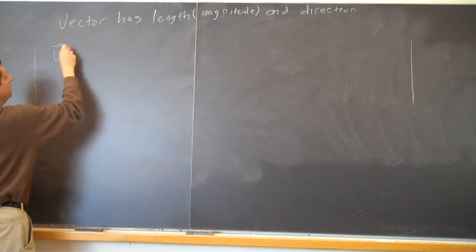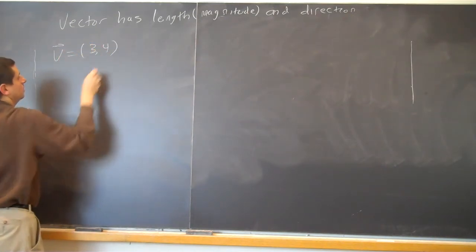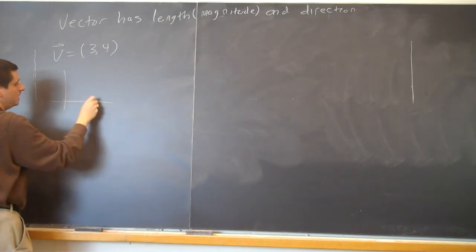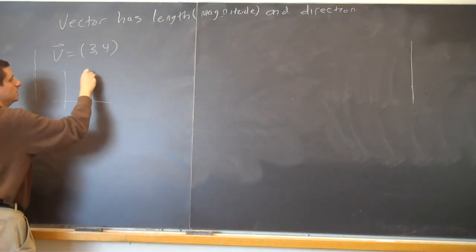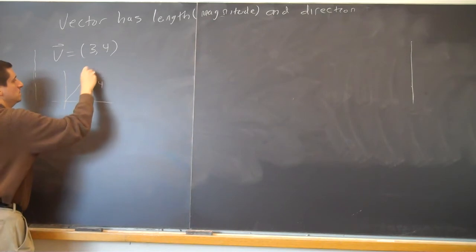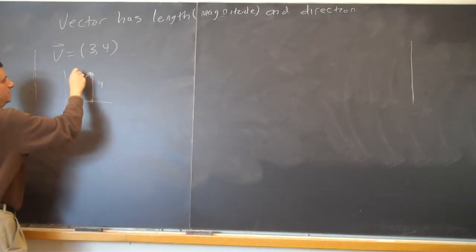So for instance, if I take V to be the vector 3, 4, what I mean is I go over 3 units, I go up 4 units. And this is my vector V.